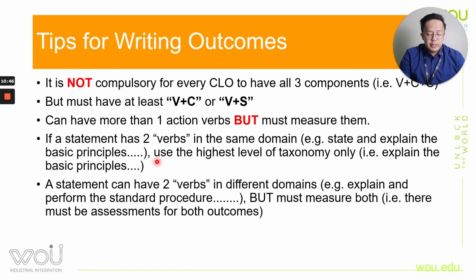Yeah, then use the highest level taxonomy only. Explain. Okay. So in case you want to have 2 action verbs, but the 2 action verbs are in the same domain level. So state and explain, they could be in the C2 level. So in this case, we would advise that you use a higher level of taxonomy. State could be C1 and explain is C2.